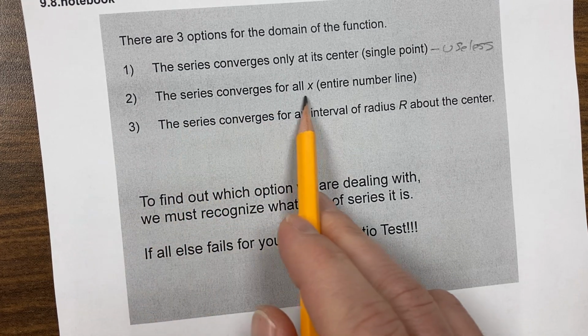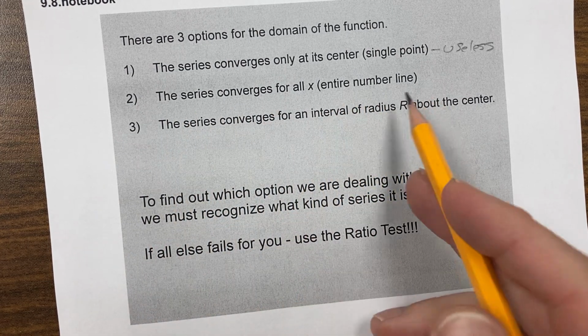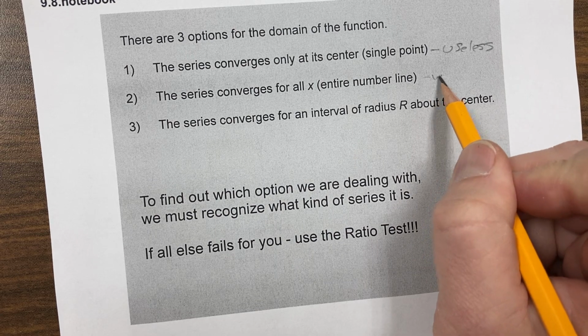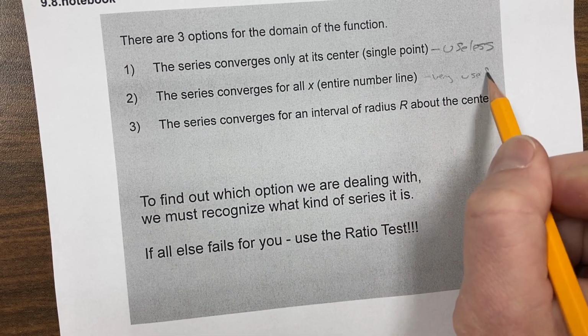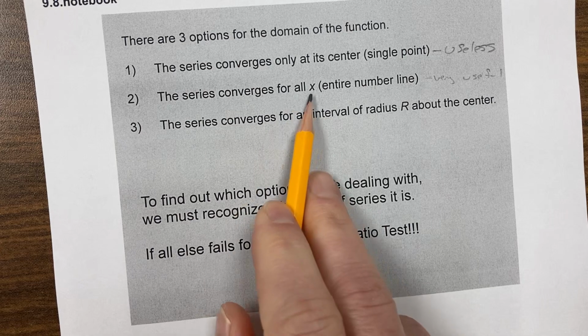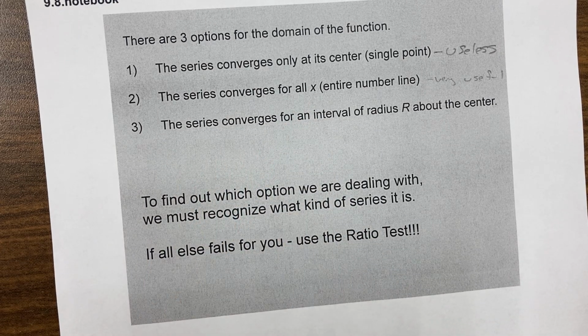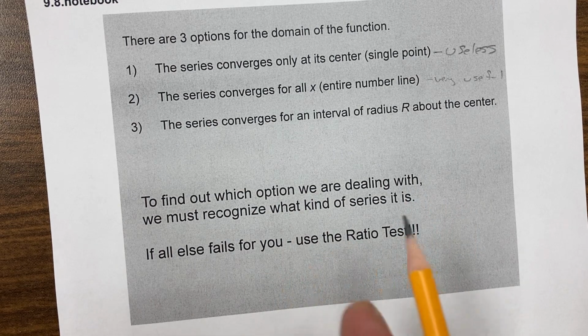Or a series could converge for all x values in the entire number line. This is very useful, right? Because what we're saying is that I can put any value of x into that power series. It'll converge to the actual value. I don't have to worry about will it work or won't it work.